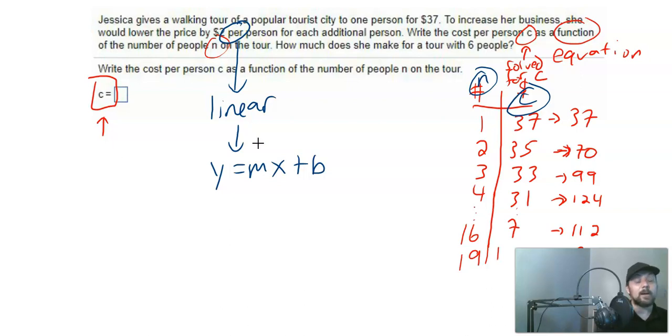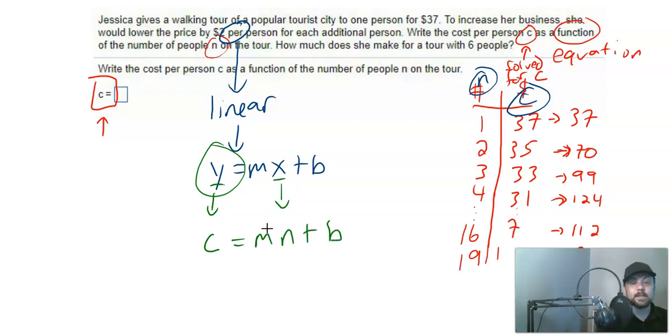Except we do need to make a couple of modifications. We don't want to use x and y, right? Those are the generic variables that we use in the formula, but those can easily be swapped out for other letters if we so choose. In this case, we didn't choose, but the problem chose for us. Instead of y, we want to have C, right? Again, because we want C as a function of n, we want C equals some equation. And instead of x, we want n. But the m and the b can stay the same. m is the slope, b is the y-intercept.